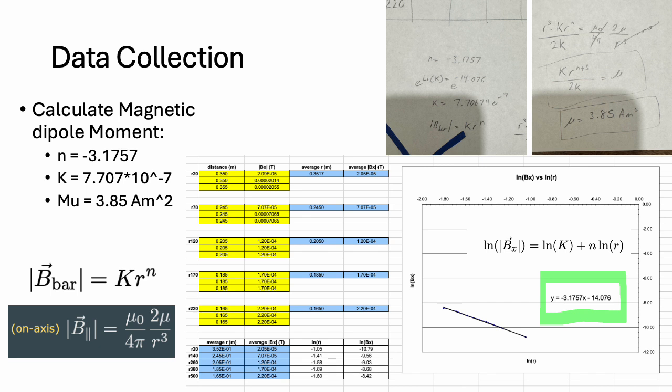Setting K R to the N equal to the on-axis magnetic field of a dipole that we already have discussed, we're able to plug in N and K to find mu, and that's where we get the 3.85 amps per meter squared.